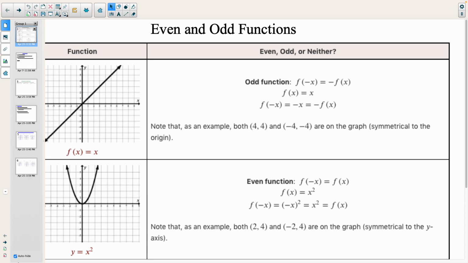Now this is when you plug a negative x into all the x's, and every term goes back to the original, like x squared. Basically your initial signs stay the same after you plug in negative x because all the negatives square out. And this even function is always symmetric to the y-axis. So the left side is a mirror image of the right side. That one's pretty easy to tell just by looking.